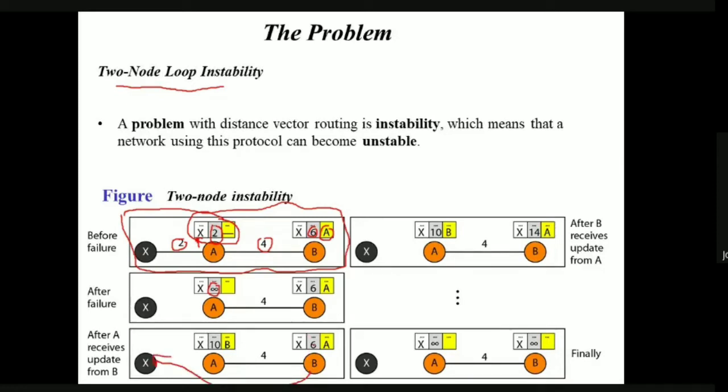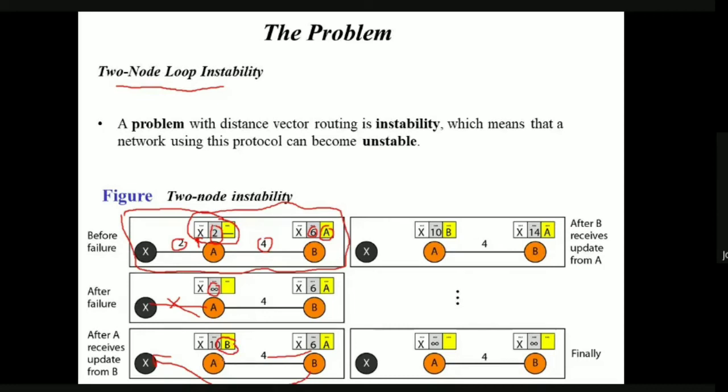Now, when B is sending this update to A, what A thinks is, okay, I am unable to reach X, but now B somehow is able to reach X. So A updates its routing table: from B to X it is 6, right? But from A to B it is 4. So what is 6 plus 4 value? 10. Now A mistakenly thinks that it can reach X through B, because the next hop value is now B here. If you see here.